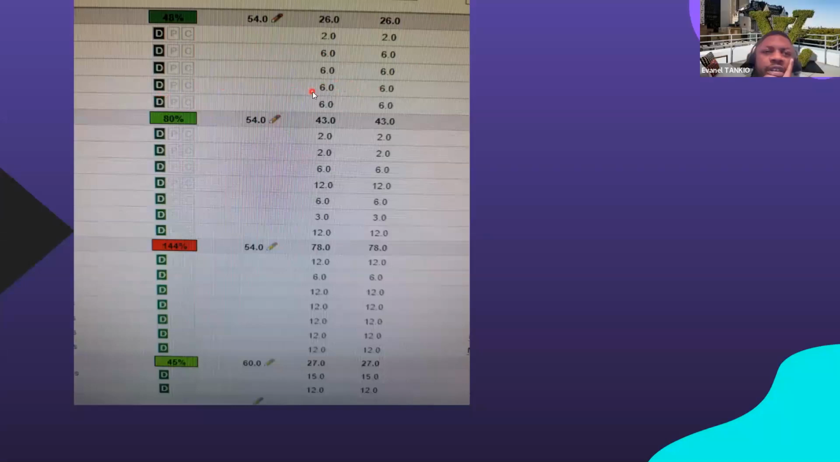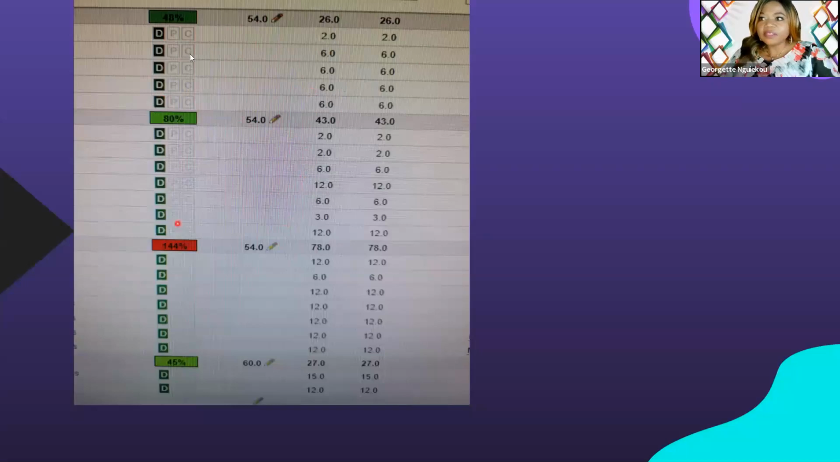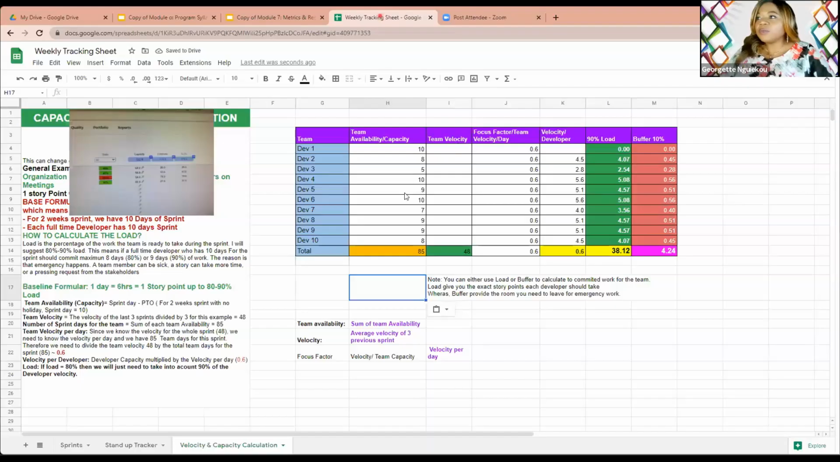This program is Rally. Is that correct? This is Rally, yeah. Okay. Even Jira works the same way. So that's how you are able to assign the task. So that's why you do this.